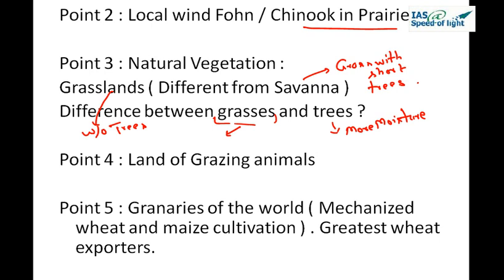Once you have grasses, you can directly link it to the land of grazing animals. We are going to have a lot of grazing animals on those grasses, and this is the case with the prairies in America and the steppes. These are now the granaries of the world, the greatest wheat exporters. In these regions we see extensive mechanized wheat and maize cultivation.